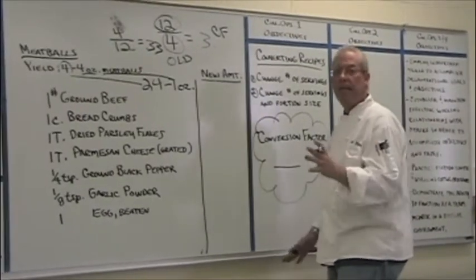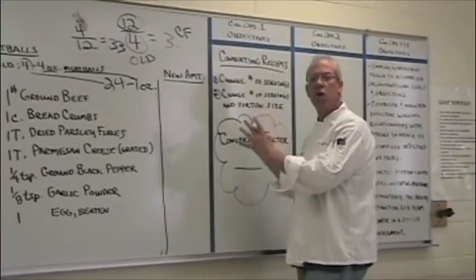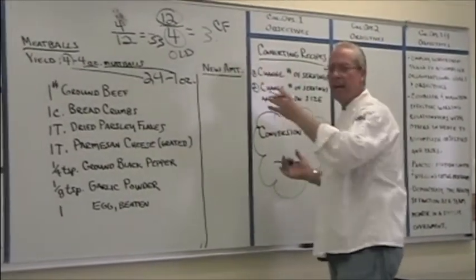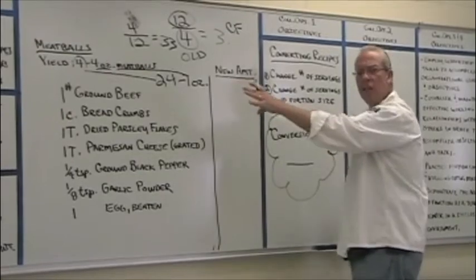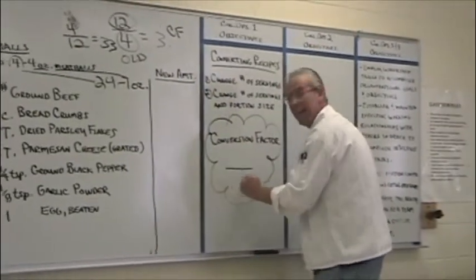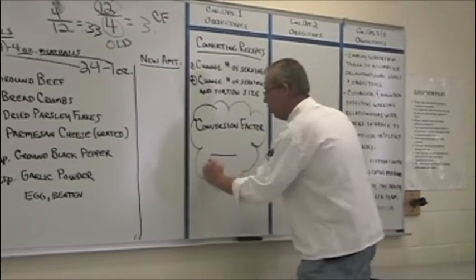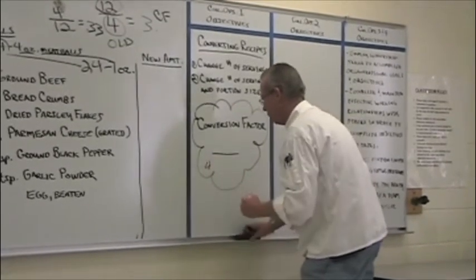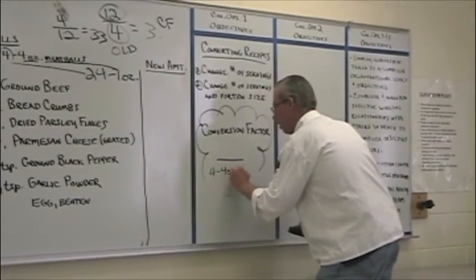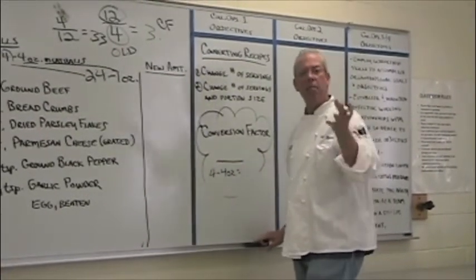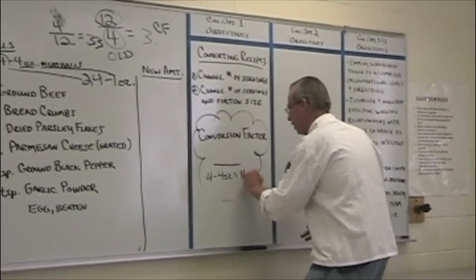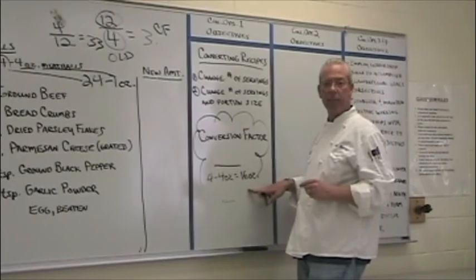With this in mind, we have to, again, take the total amount of weight. So let's look at what we're doing here with Mama's Italian meatballs. The original recipe is 4 4-ounce meatballs. So, again, old goes on the bottom. So we have 4 4-ounce meatballs equals how many total ounces? 16. 16 total ounces. 4 times 4 is 16.